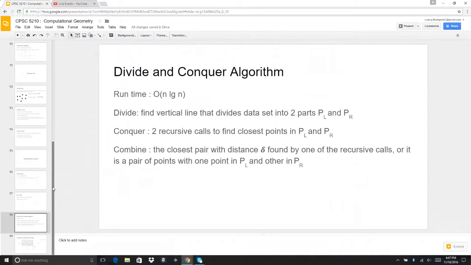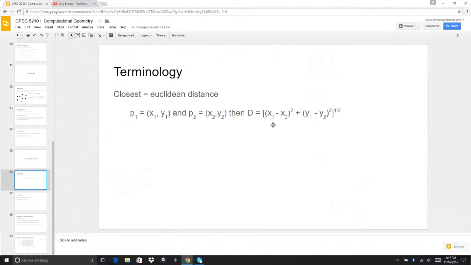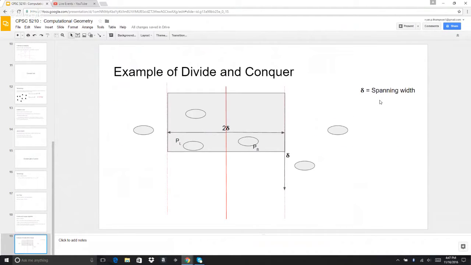Finding a vertical line that can divide the left and right side, then once you've divided that, it recursively calls the distance function. Our distance function here is the square root of the sum of squared differences, and then it takes the smallest distance given the spanning width that you've just calculated. As you change the spanning width, you may be able to zero in faster than with other ones, but you'll always have a smaller subsection.